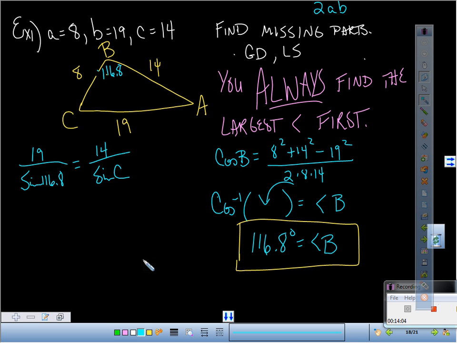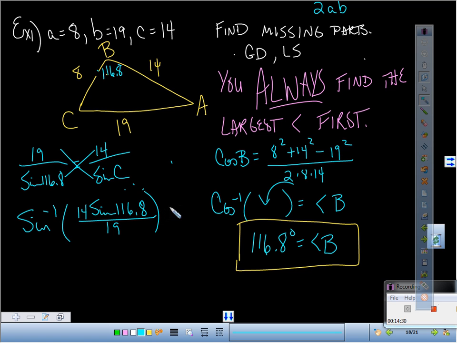I'm looking for an angle. So every time you're looking for an angle, you have to use that inverse function. So I'm going to say inverse sine of, that's multiplying. The 2 that I know go on the top, 14 times the sine of 116.8 over this loner guy, B, on the bottom. That's going to be my angle C. 41 what? 0.12.